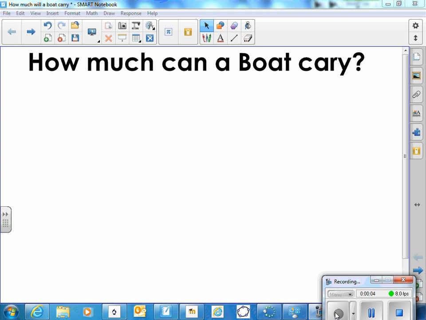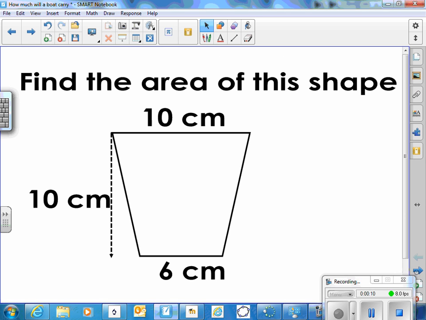So with this video clip, I'll try to explain how you can figure out how much a boat can carry. First we need to find the area of the cross-sectional shape of the canoe or boat or whatever we're trying to measure. I have some containers in the class that are shaped like this. To figure out volume, you need to figure out the area of a cross-section first.